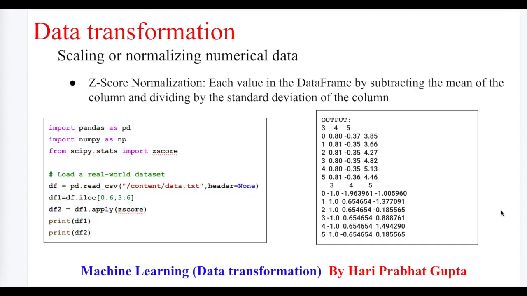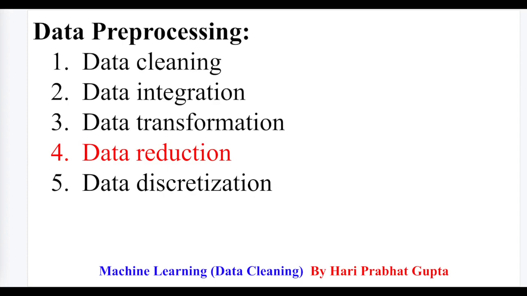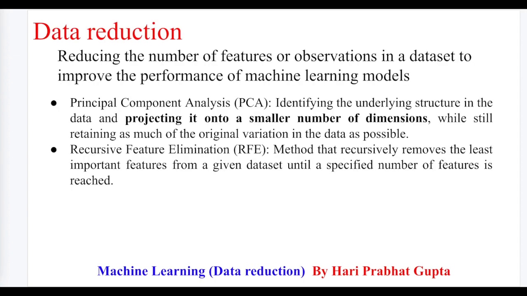So these are the data transformation steps, that is, how to transform the data from one form to another. And another step in data pre-processing is data reduction. Sometimes data is very large, so it is very tough to handle all the data from a processing point of view, time complexity, space and computational complexity point of view. So data reduction helps to reduce the size of the data and the number of elements in it. It reduces the number of features of the observations in the data set to improve the performance of machine learning models. And there are two techniques.